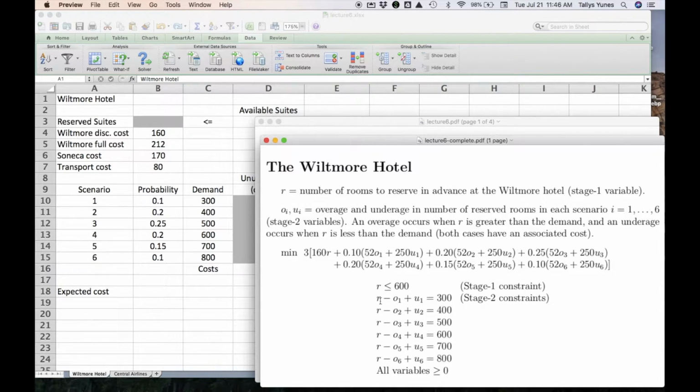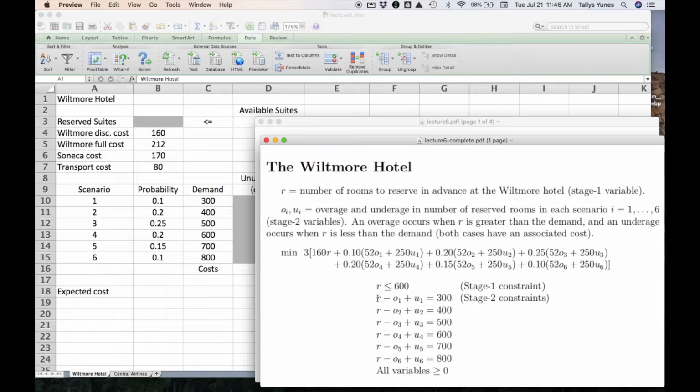If I know R because I made that decision yesterday, and today I found myself in scenario 1, which was demand 300, 300 people showed up. To determine whether I overbooked or underbooked, I simply use this trick here with the O and U variables. For example, if R is 400, there was an overbooking. So this O variable, for this whole formula to work, if R was 400, the O needs to be 100, because 400 minus 100 will equal 300, and U will be 0, meaning I did not underbook.